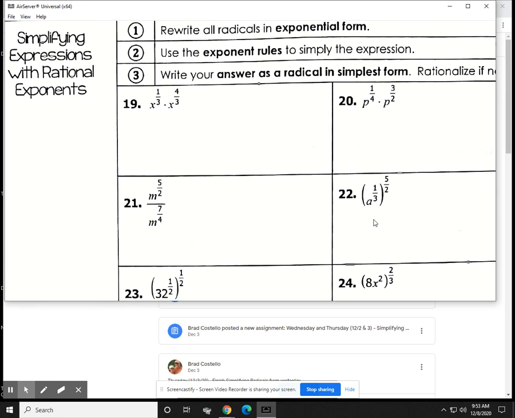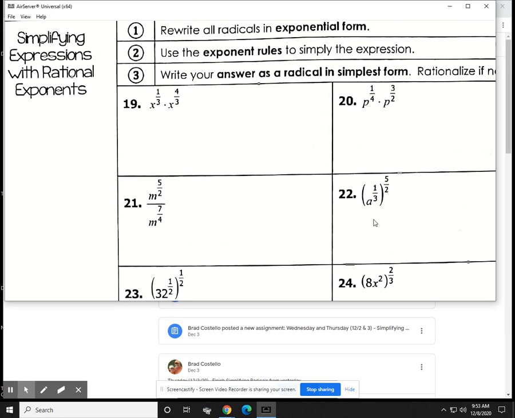If I have x to the 5th divided by x to the 3rd, what do you do when you're dividing? You subtract. So 5 minus 3 is 2. So that becomes x squared. So those are basically the 3 operations that we're going to talk about when we're dealing with rational exponents.